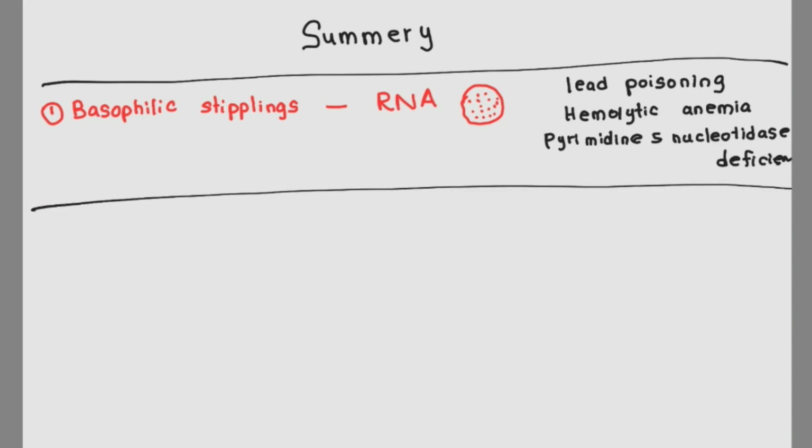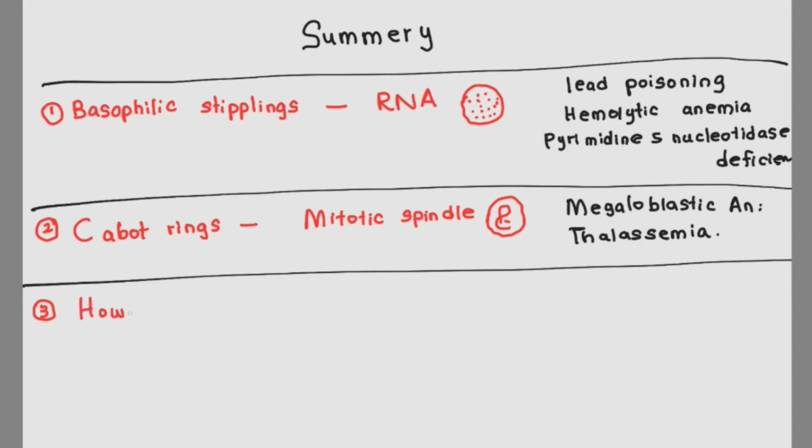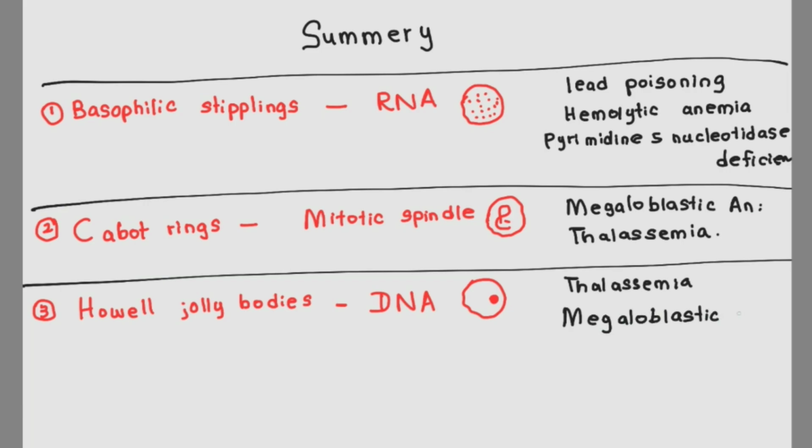Second one, Cabot rings. They are parts of the mitotic spindle. You can see them in ring shape or in figure 8 shape. Can be seen in megaloblastic anemias and in thalassemia. The next one is Howell-Jolly bodies. They consist of DNA, and can be seen in thalassemia, megaloblastic anemia, hemolytic anemias, and in post-splenectomy.